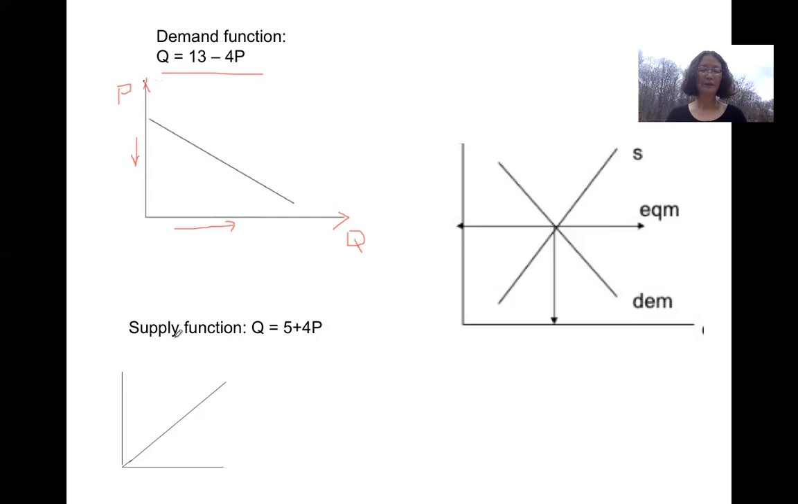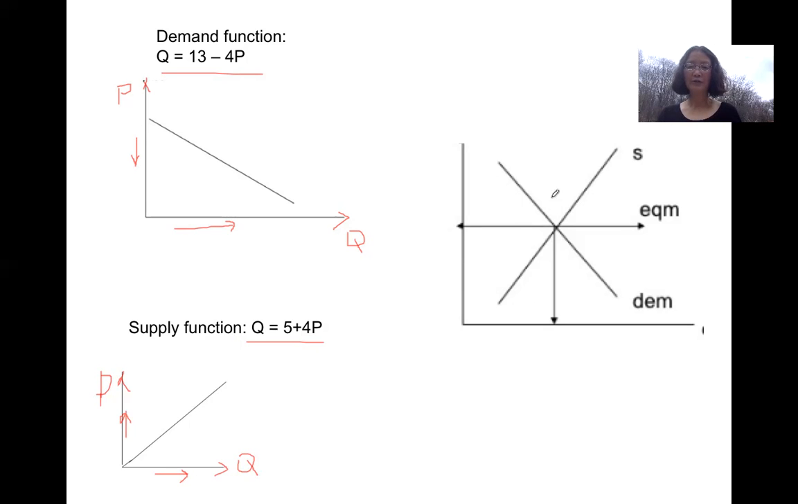So similarly for the supply function, okay, on the y-axis we use the price, P, and the x-axis is the quantity supplied, Q. And this is an example of a supply function. When the quantity of the good increases, the price also increases. Okay. So this is the supply and demand function.